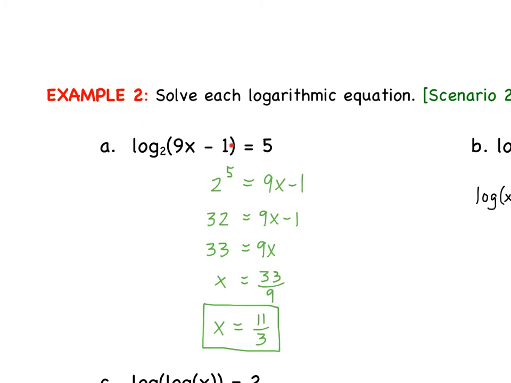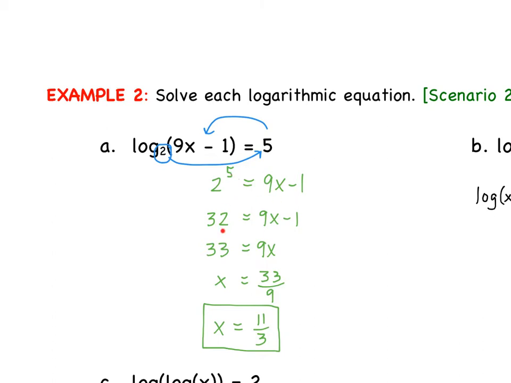This left side is completely condensed. I only have one log term. So now we can go ahead and convert. So remember, when we convert, we identify our base, we raise it to the other side, and we set it equal to that entire argument. Okay? So we get 2 to the 5th equals 9x minus 1.